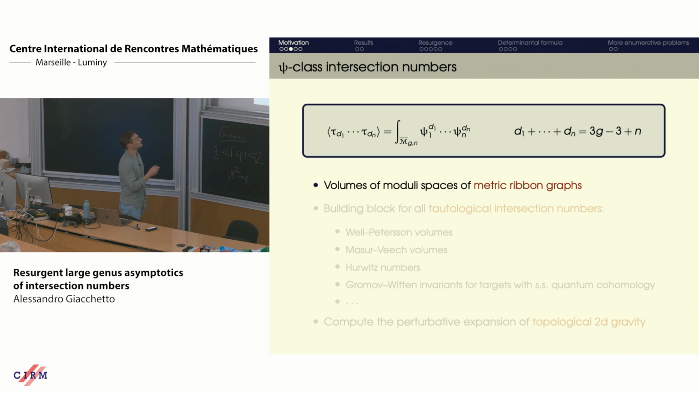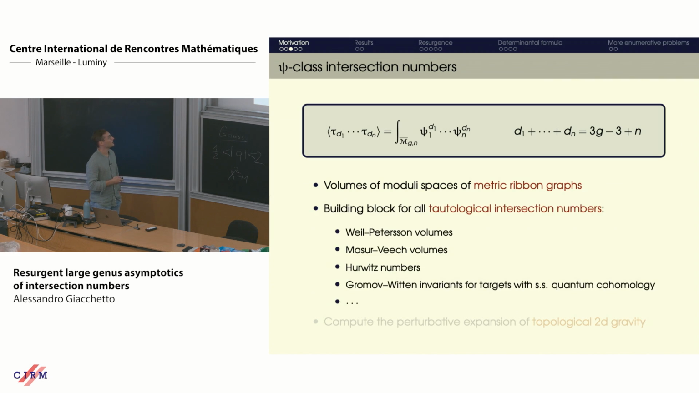As Elise explained, these numbers pop up in an enumerative problem, which is the enumeration of metric ribbon graphs. So this is the enumerative problem that is lurking around here. And apart from this specific enumerative problem, these intersection numbers are important because they show up in many applications in enumerative geometry of surfaces.